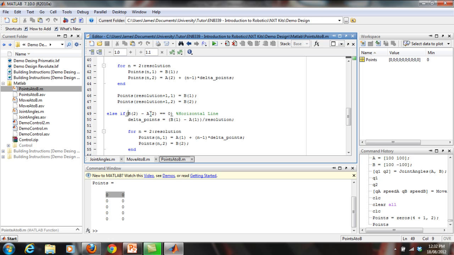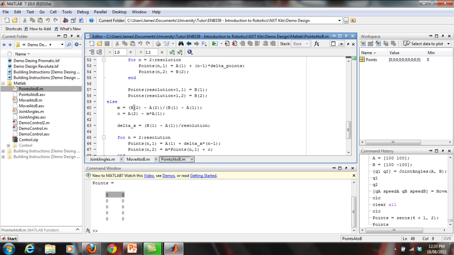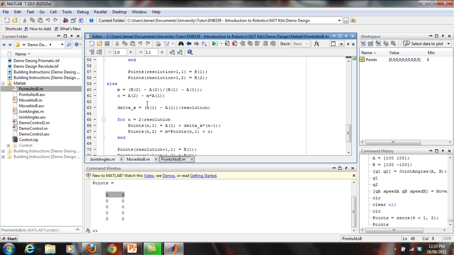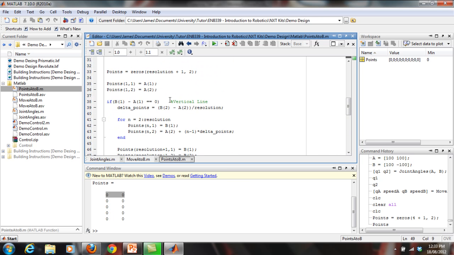If you subtract your y coordinates and they're equal to 0, then you've got a horizontal line. Else you've got some sort of linear line in there. The reason I have to do these if statements is basically so I don't get a divide by 0. Otherwise, MATLAB will go bananas at you and go, what the hell is going on?